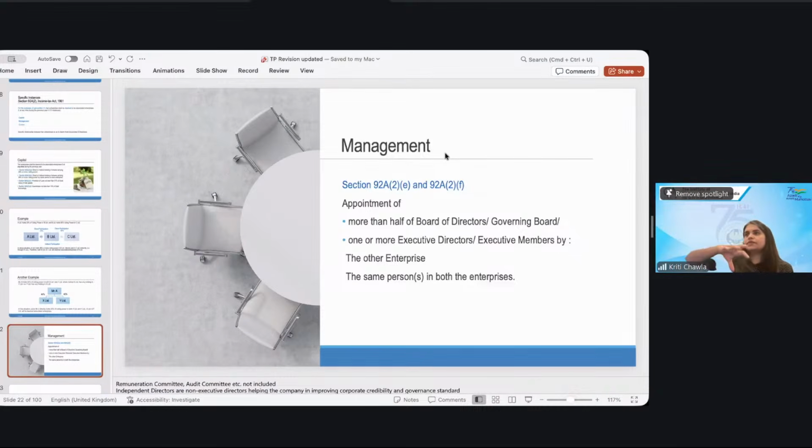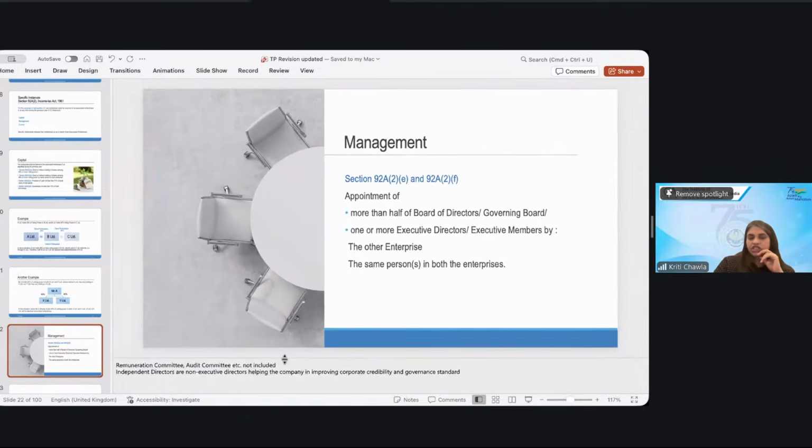So one entity and there is another entity, it has a board of directors. If you appoint more than half of the board of directors, then these two entities will become associated to each other. Or even if you appoint one executive director or more than one executive director, or executive member, then also they will become associated to each other. It could also be the same person in both the enterprises. That can also cause association right here.